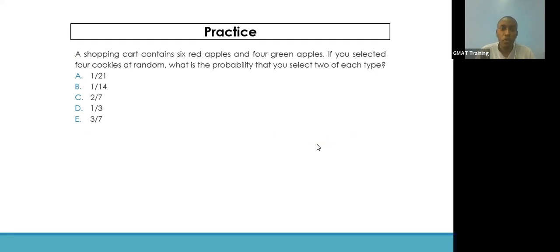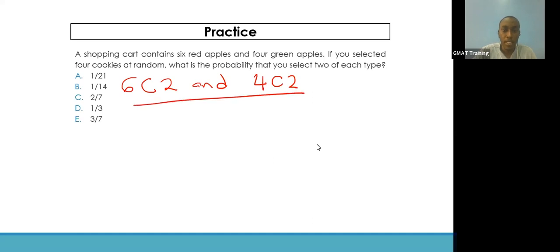Now this is more of a probability combinatorics approach, and this is where you use combinatorics for this question. A shopping cart contains 6 red apples and 4 green apples. We have to select 2 of each. So out of the 6 red apples you choose 2, and out of the 4 green apples you choose 2. And out of the 10 apples combined, you choose 4. Okay, and this is how we do this particular question.